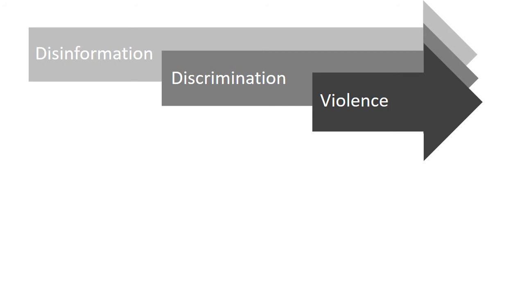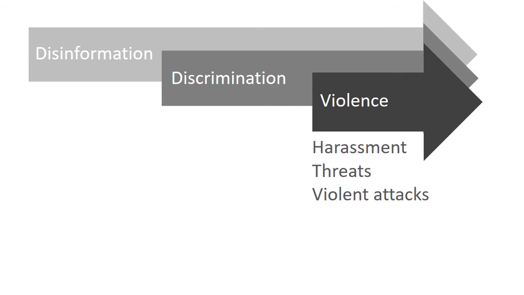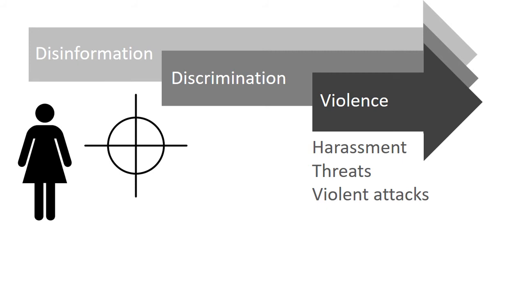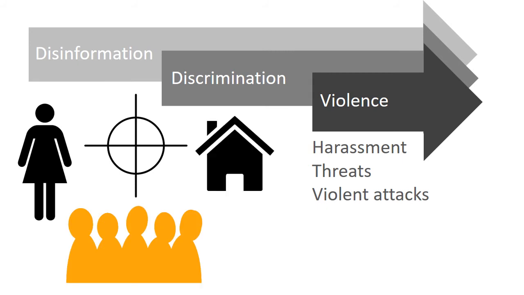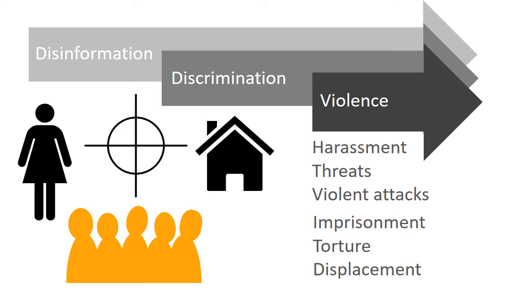When the state, individuals or groups in society begin to justify threats and violence towards people on the basis of their religious or belief identity, we've moved into the third phase: violence. On top of disinformation and discrimination, we begin to see harassment, which develops into threats and then into physical violence. This violence could be targeted towards a person, a group, or their belongings, for example in the form of beatings, killings, and mob attacks. Other examples of violence are arbitrary imprisonment, torture, and displacement.